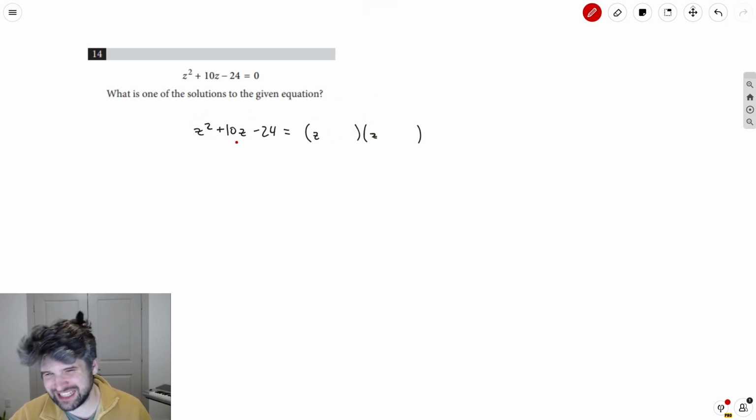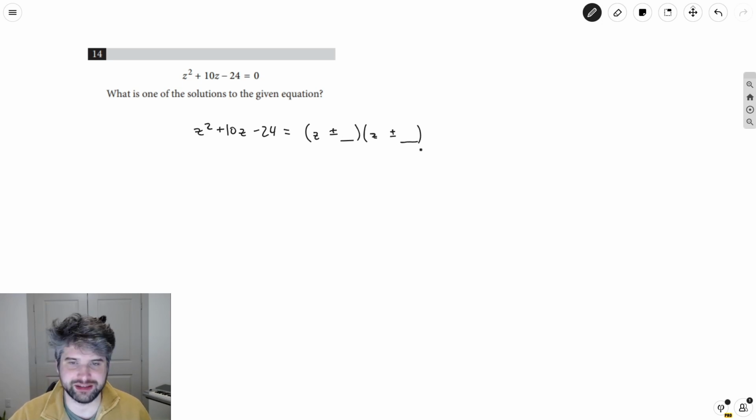But then to get this 10z and this minus 24, you've got to have numbers here. All right, and so what are those numbers? Well, there could be a plus or a minus sign here. We need to decide which one of those it is. But there's going to be a number here and plus or minus a number here. And we're going to decide later about this plus or minus.